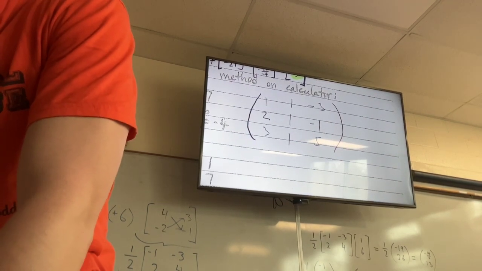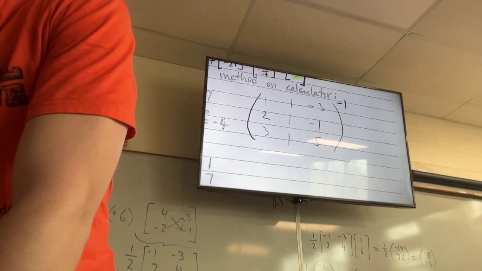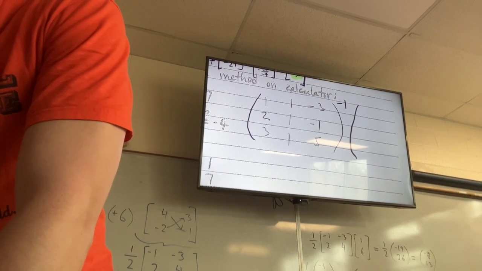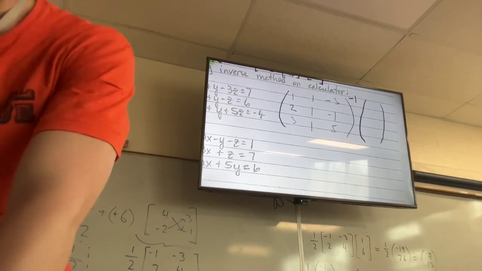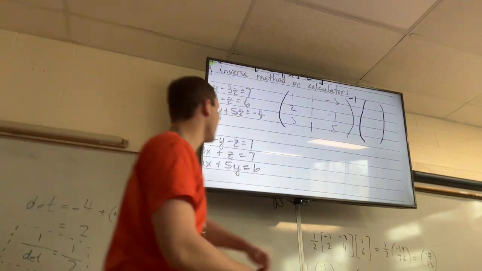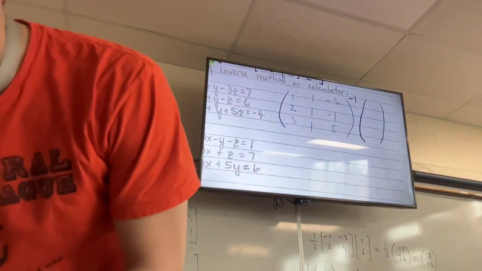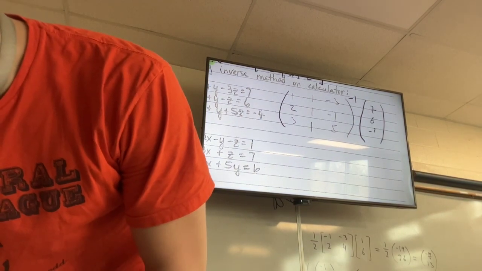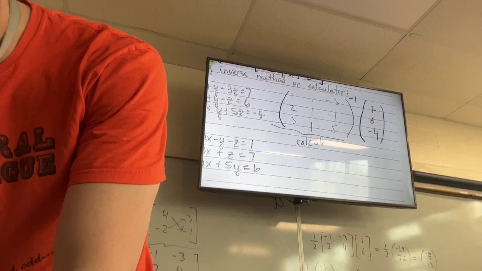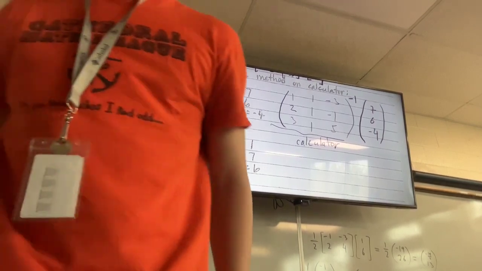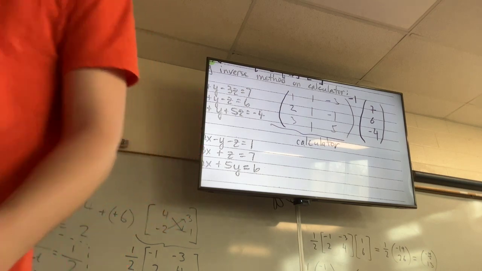Okay, so we're going to find its inverse. That's what that -1 symbol means, and we're going to multiply that by what? I'm multiplying the inverse of this by what column? 7, 6, -4, yep. And then this is a lot easier because we find this with our calculator. Let's do a little review.